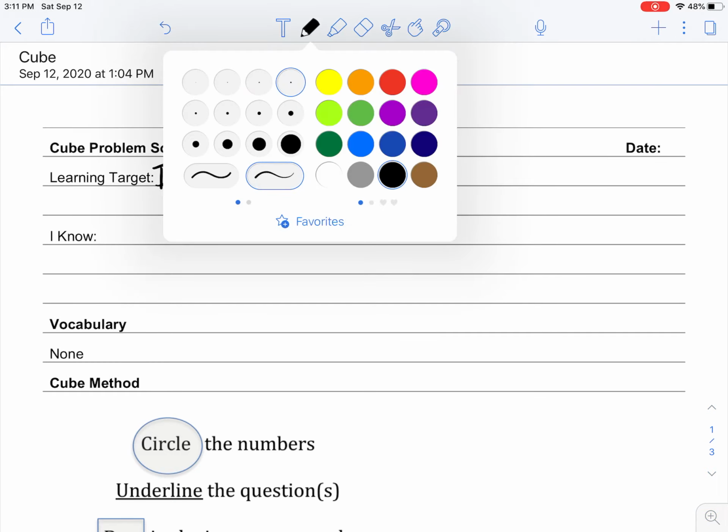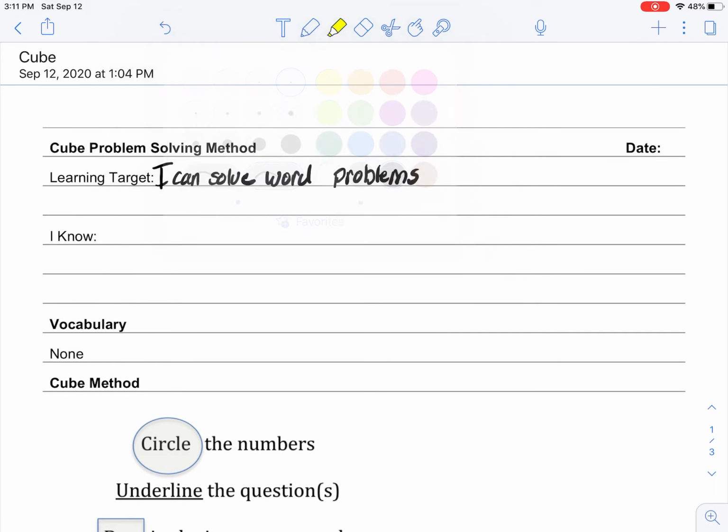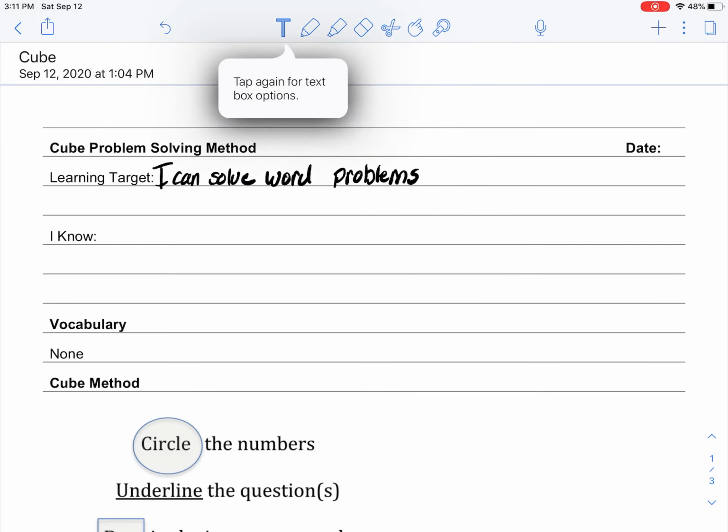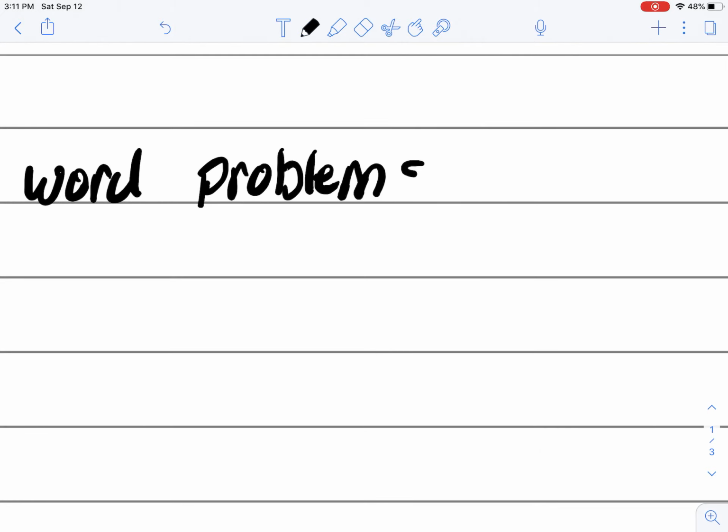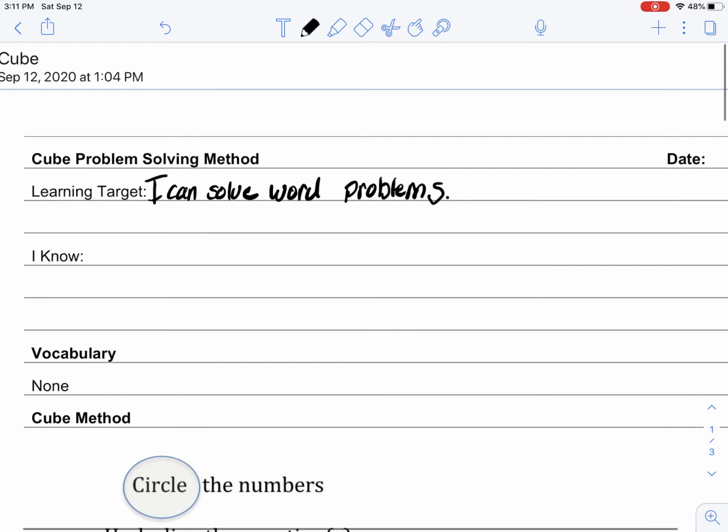You can also change the width of your pencil. You can change what color you write in, highlight, erase, lots of things. You can even type if you would prefer to do that. There's also this button which lets you go back and change the last thing you wrote. So if you make a mistake, you can fix that.